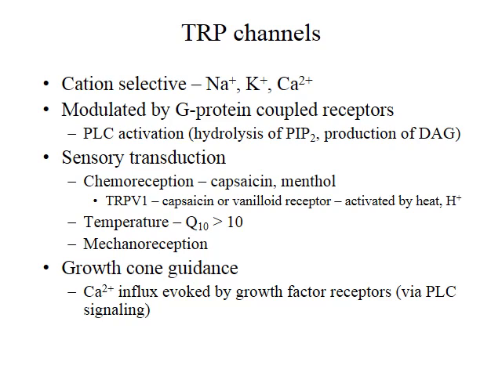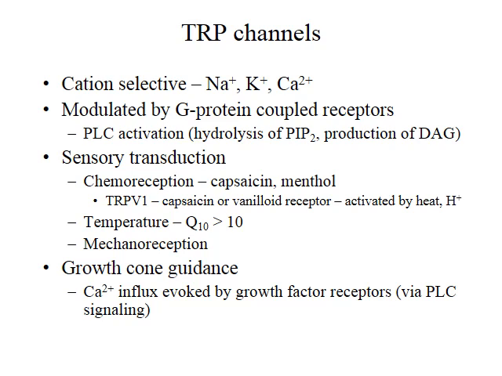TRP channels play an important role in sensory transduction, specifically in chemoreception. There are TRP channels that are sensitive and activated by capsaicin and methanol. For instance, the TRPV1 channel is sensitive to capsaicin. It's also activated by heat and pH. Other TRP channels are extremely sensitive to temperature. These specific types of TRP channels have a Q10 of greater than 10, which means that their open probability changes very dramatically with small changes in temperature.